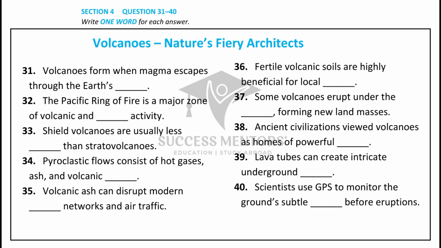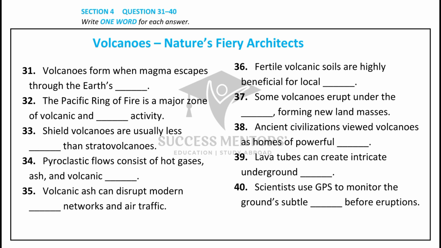A particularly dangerous phenomenon associated with stratovolcanoes is the pyroclastic flow, a fast-moving current made of scorching gas, volcanic rocks, and ash. These flows travel at incredible speeds and can reach temperatures of up to 1,000 degrees Celsius. Unsurprisingly, they are one of the deadliest aspects of a volcanic eruption. Besides the direct threat to life, volcanoes can severely impact modern life in less obvious ways.